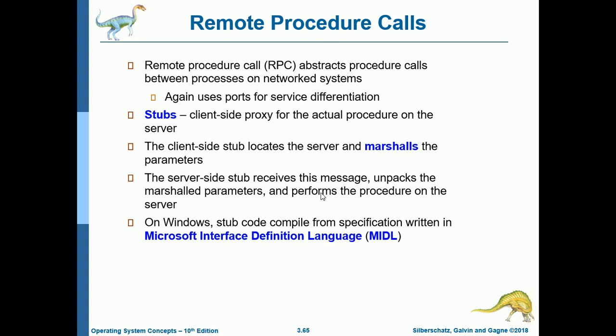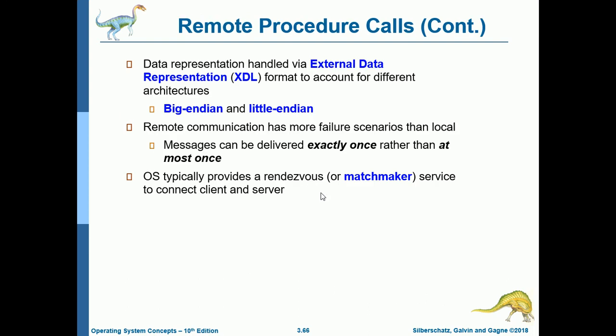On Windows, stub code is compiled from a specification written in Microsoft Interface Definition Language, or MIDL. Data representation is handled by external data representation, or XDR format, to account for different architectures. These architectures are big endian and little endian. Big endian machines store the most significant byte first, so the most significant byte is on the left side.